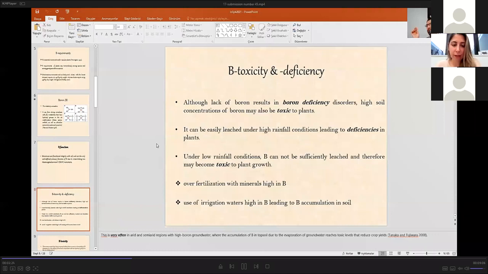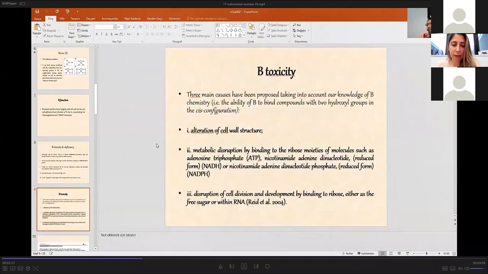There are two anthropogenic reasons for boron toxic accumulation. The first one is over-fertilization with mineral fertilizers high in B, and also use of irrigation water high in B, leading to boron accumulation at toxic levels in the soil. So actually, there are three main causes that have been proposed, taking into account our knowledge of boron chemistry.